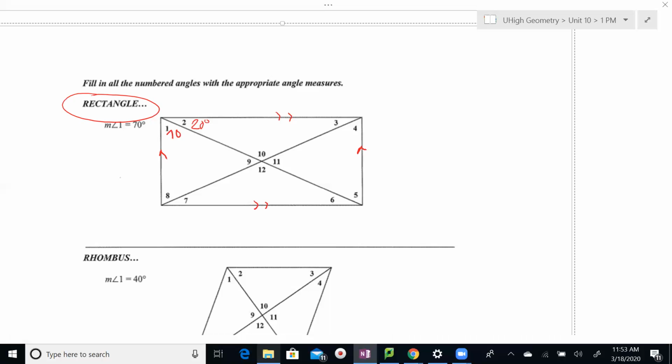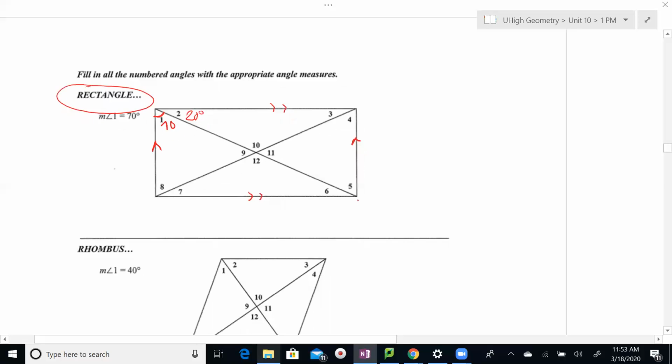Well, if we remember, if I have parallel lines and a transversal that cuts between them, I would know that the measure of angle 1 is congruent to the measure of angle 5 by the alternate interior angles theorem. So I know that the measure of angle 5 is 70 degrees. And the same way, the measure of angle 2 would have to be congruent to the measure of angle 6 by the alternate interior angles theorem, using the top and the bottom set of parallel lines.